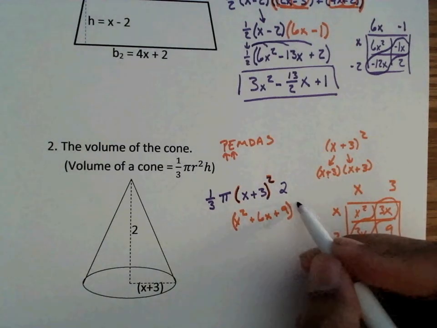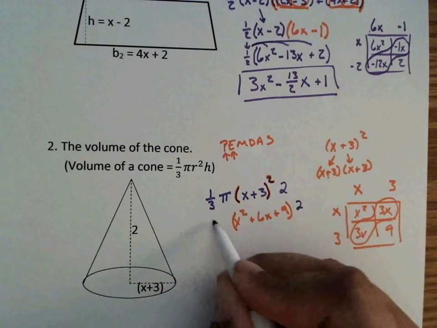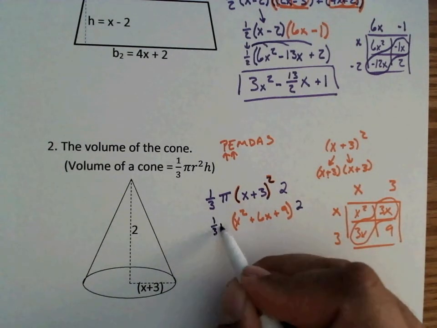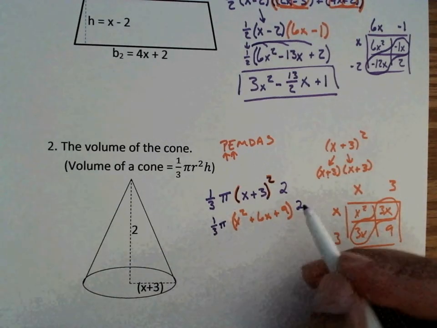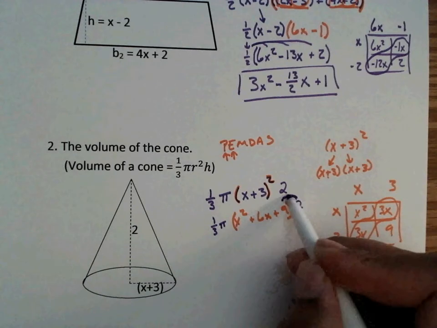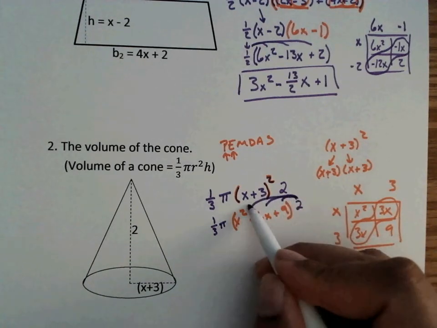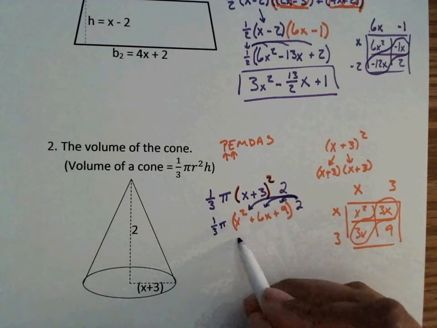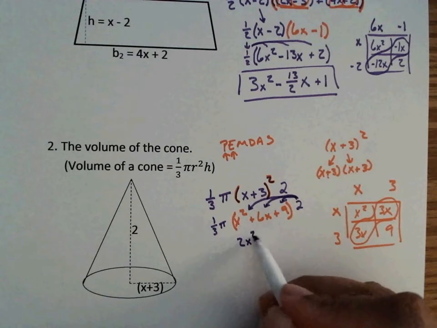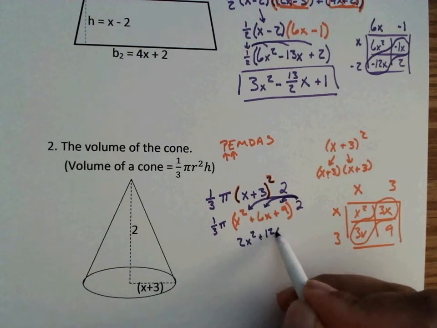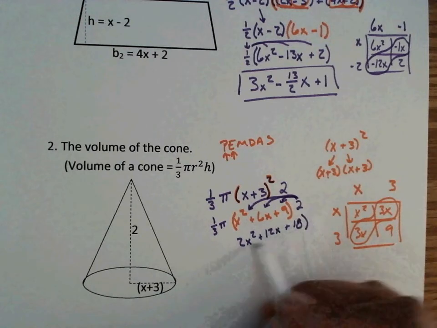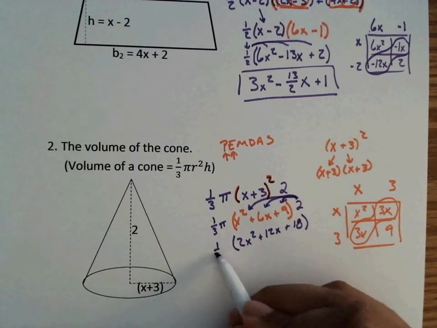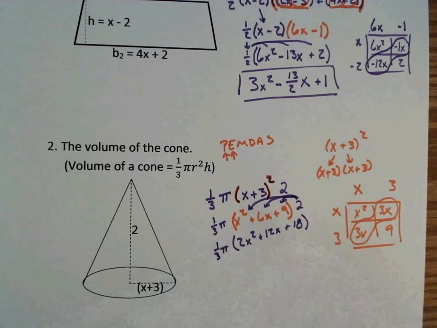And so we still have this 2 here. We still have a 1/3 pi. So I'm going to go ahead and multiply everything by 2. So we get 2x squared plus 12x plus 18. We still have a 1/3 pi.